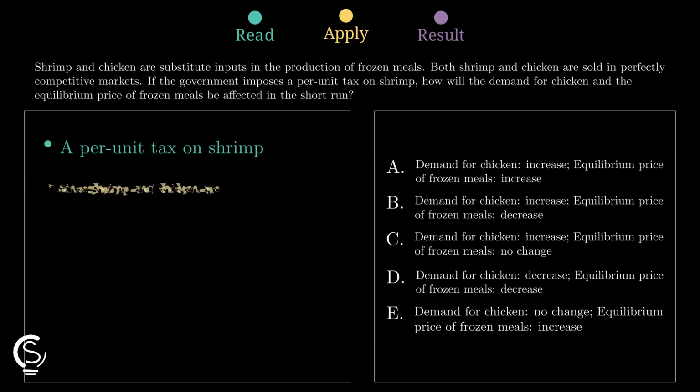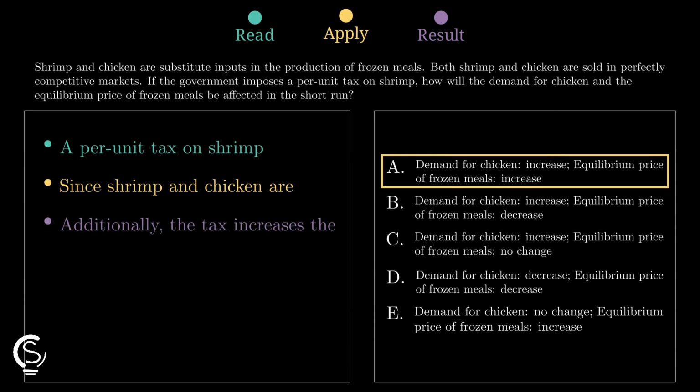Finally, higher input costs for both shrimp and chicken shift the meal supply curve left, which forces the equilibrium price of frozen meals to increase.